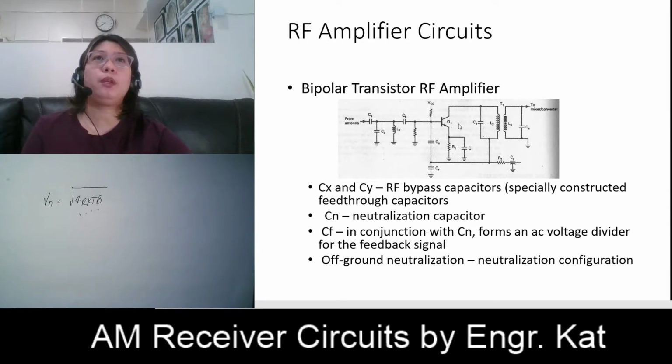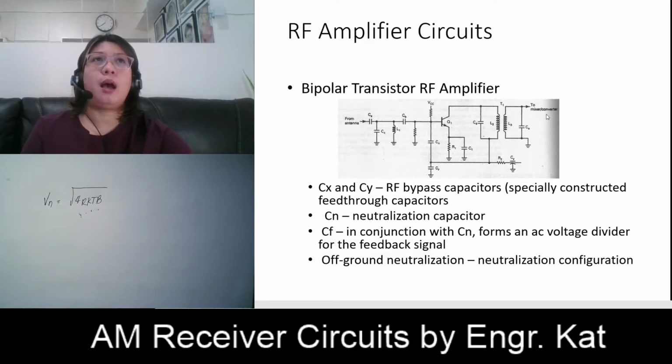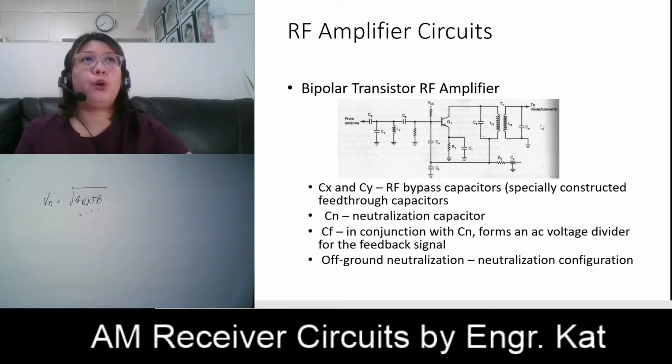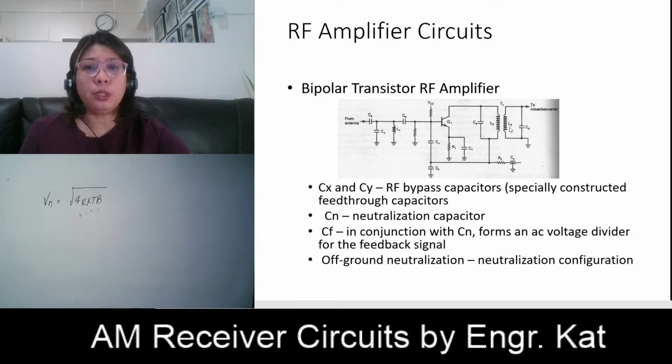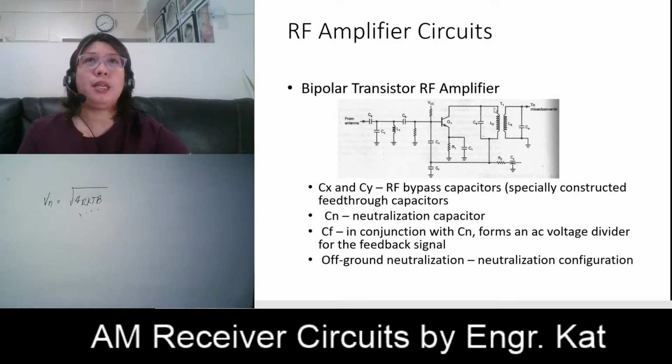The collector circuit here, the output, is transformer coupled. This is our transformer coupling to the mixer or converter stage. So actually, this is the following stage of your RF amplifier stage. This is double tuned. Later we will be discussing the meaning of double tuned, for more selectivity.